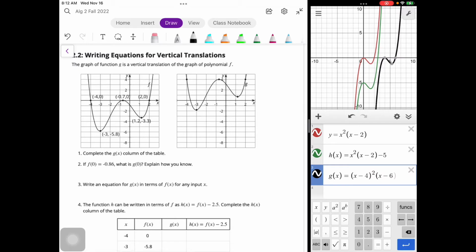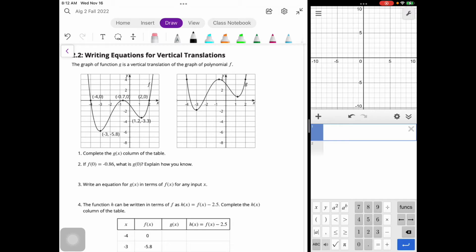All right, so let's take a look at the next piece. We are looking at these two graphs, and I'm going to go ahead and get rid of these. We will use the calculator. The graph of G is a vertical translation of the graph of F. So this is our function G, and that's this one here. This one is the new graph. And then our graph of polynomial F is this one. So we're going from the orange to the blue. That can get kind of confusing sometimes.